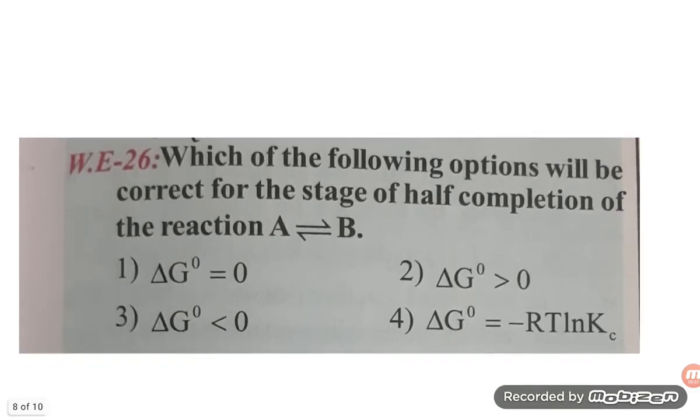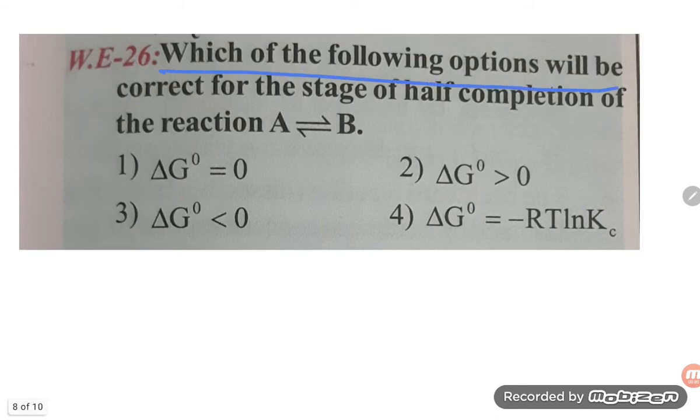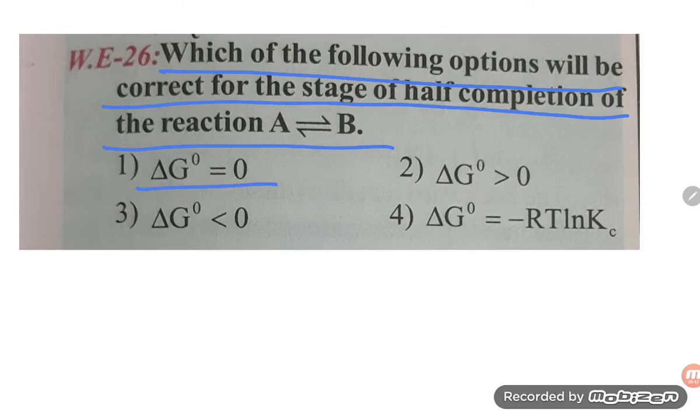Let us have a look over the next problem, student. What is the next problem? Which of the following options will be correct for the stage of half completion of A to B? Delta G not equal to 0, delta G not less than 0, delta G is more than 0, and delta G not is equal to minus RT ln Kc. Okay, so which of the following option will be correct for the stage of half completion of the reaction A and B? So student, for half completion of the reaction they are asking.